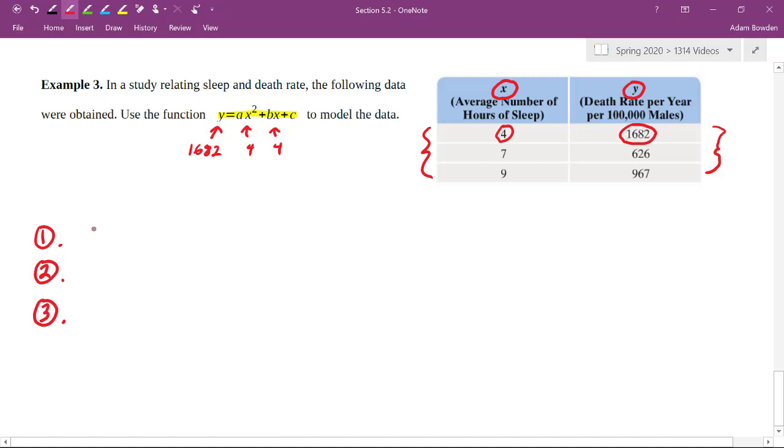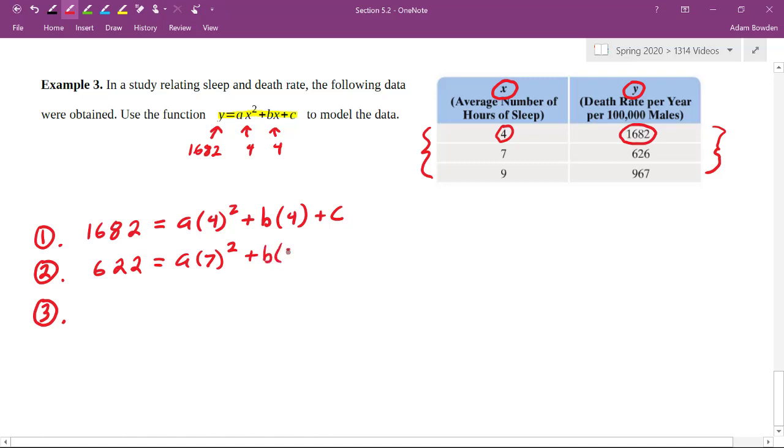So the way that would look is 1682 equals a times 4 squared plus b times 4 plus c. And then in the second one we'll use our y from the second row, 626, and the x would be 7. So a times 7 squared plus b times 7 plus c. And then the third row we have 9 and 967. So 967 is y, and then we have a times 9 squared plus b times 9 plus c.